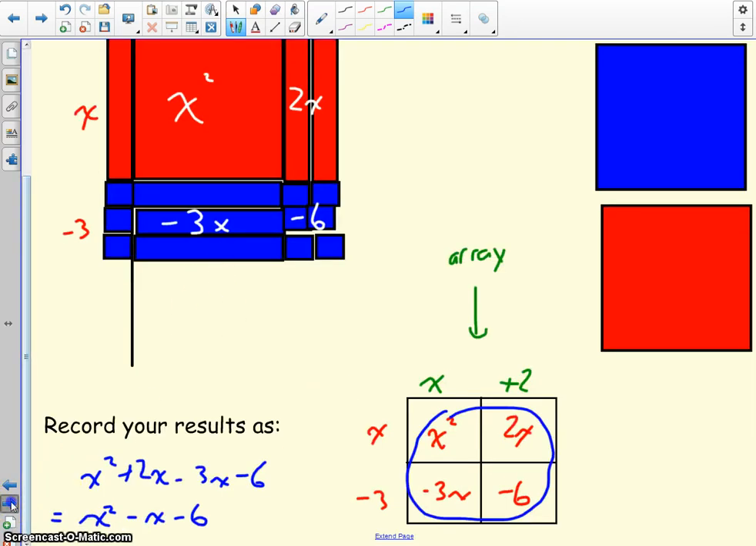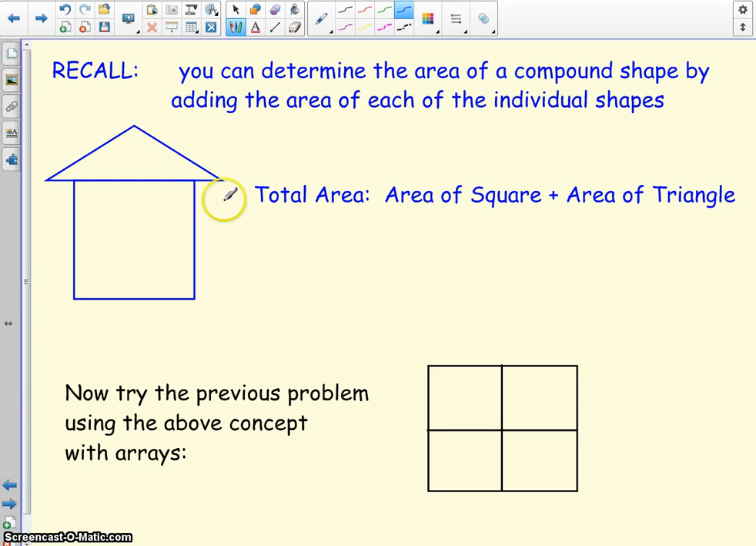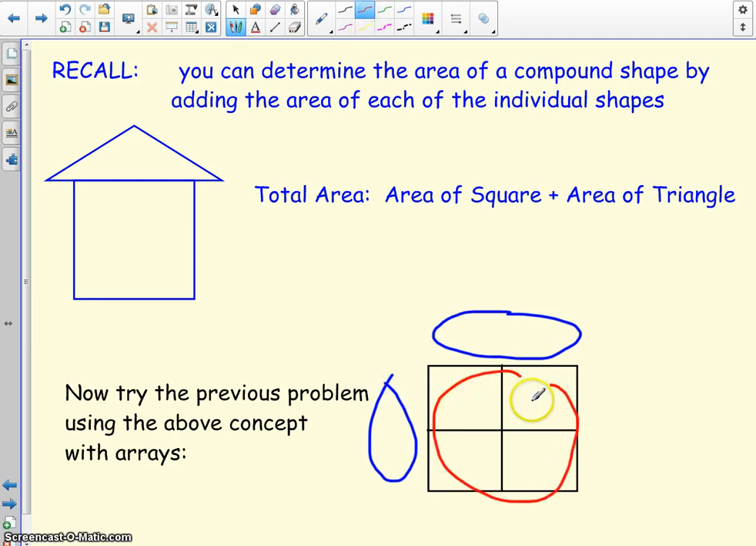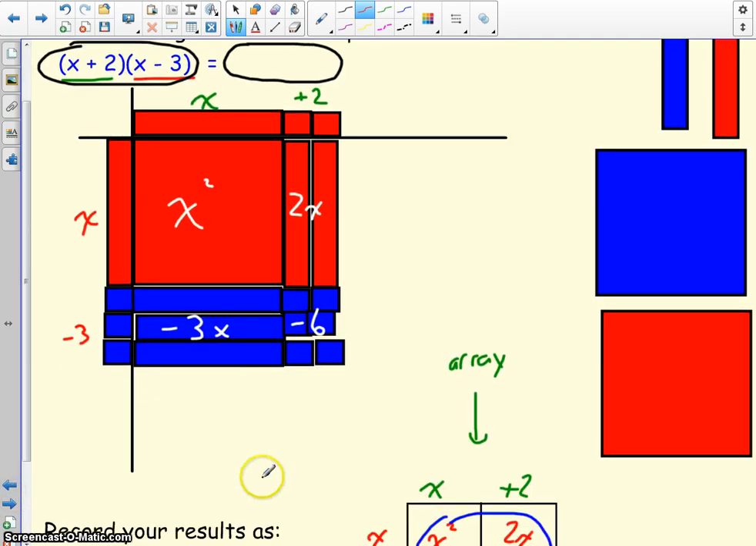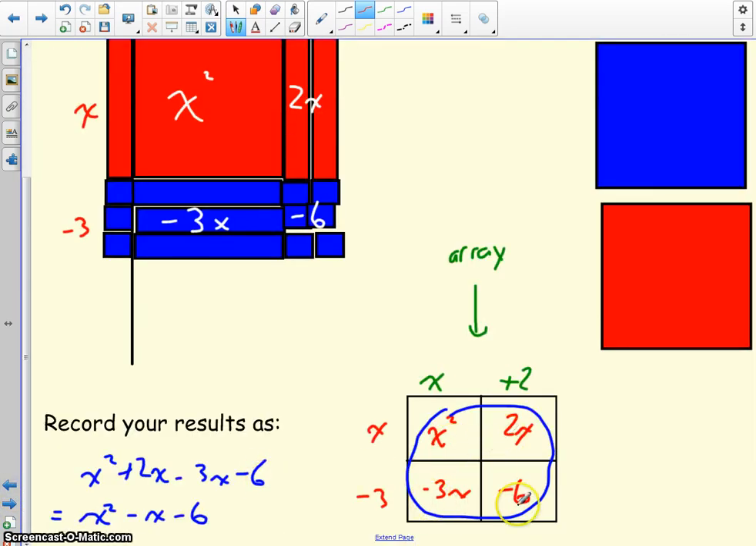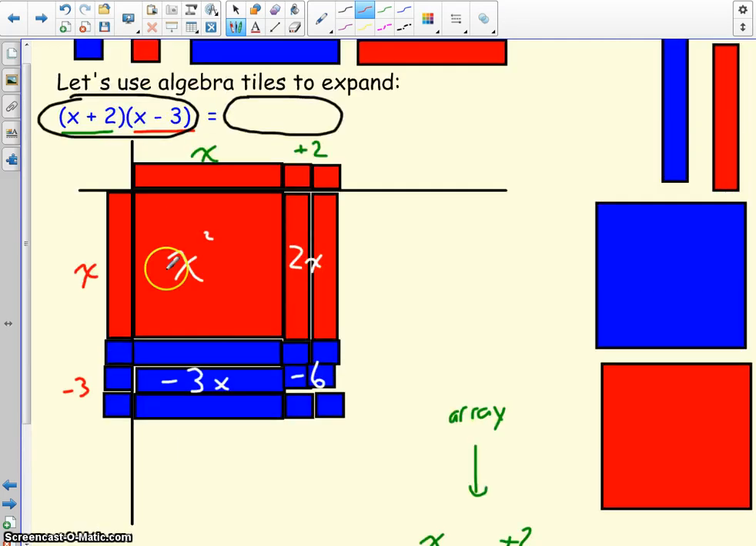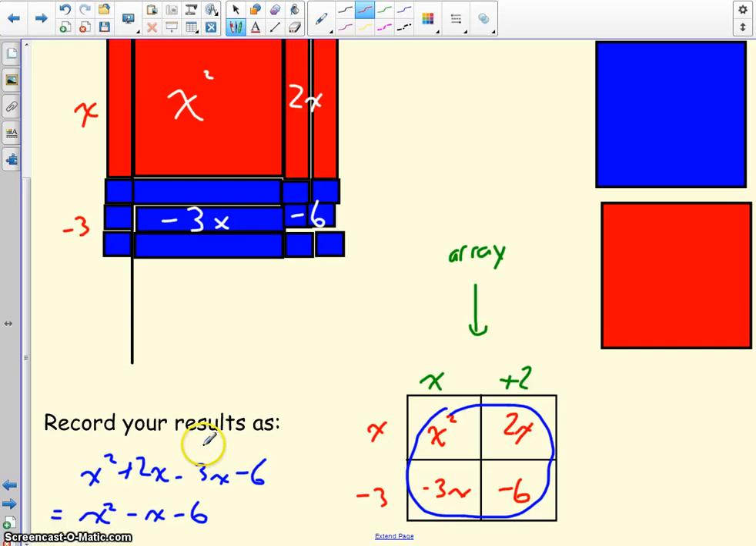Okay, so this sort of summarizes the whole idea behind using an array. So here you have a compound shape, it looks like a house. So if you want to find the total area, you'd find the area of the square, add to the area of the triangle. So again, with our problem right here, we had a length and our width, and our answer was the total area in between, and that total area was just adding up all the information from all the boxes. So here we added up x squared, 2x, minus 3x, and minus 6 to get our final answer. Okay. So this is the algebra tile method, and the array method.